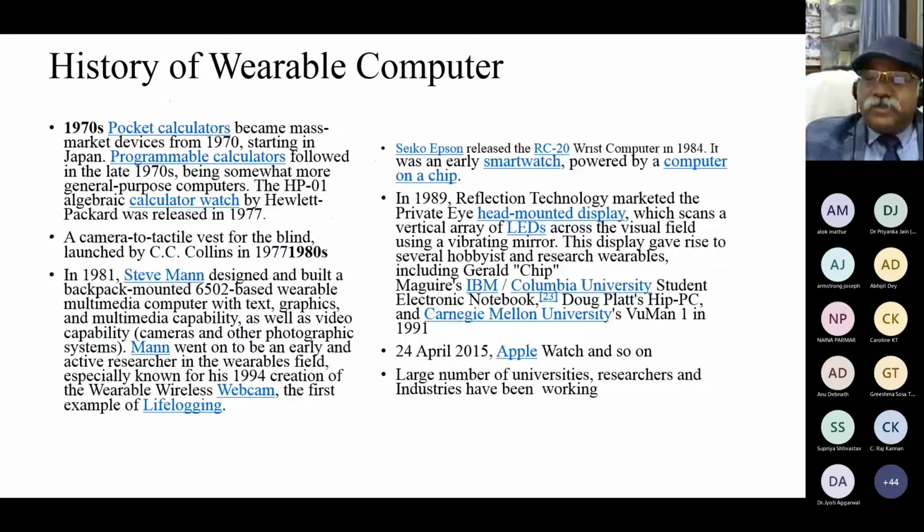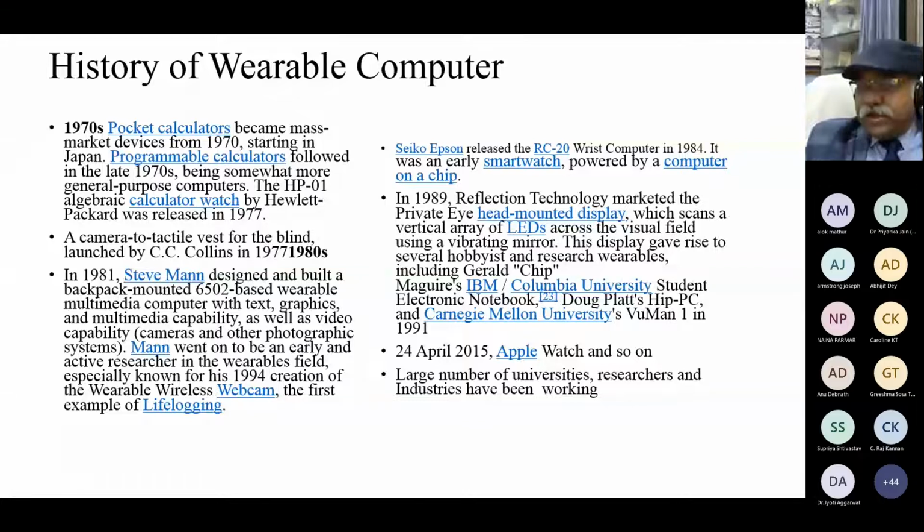There were so many in the 1970s: pocket calculators, programmable calculators, then calculator watches and cameras. Then in 1981, Steve Mann designed and built a backpack-mounted computing facility. Then in 1994, Mann's wearable wireless webcam came. In 1989, Reflection Technology marketed the Private Eye head-mounted display. Something new had come in the 1980s. After that, I have not written because all the industries started working on different kinds of smart features in all the gadgets, particularly your mobile, laptop, iPad, watch, and other devices like head-mounted devices or head-mounted displays.